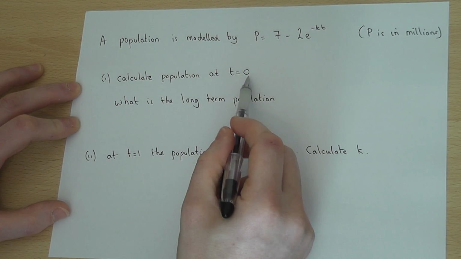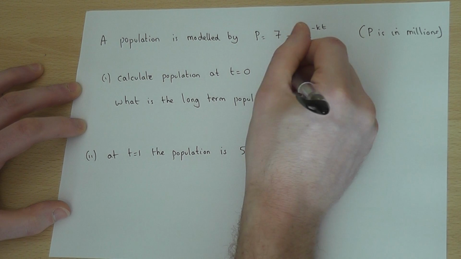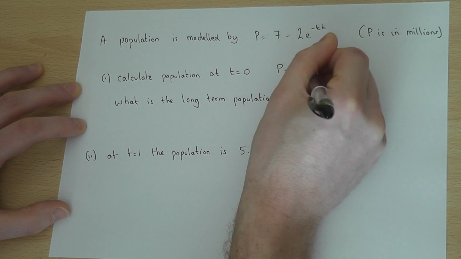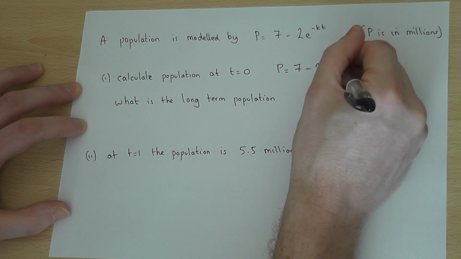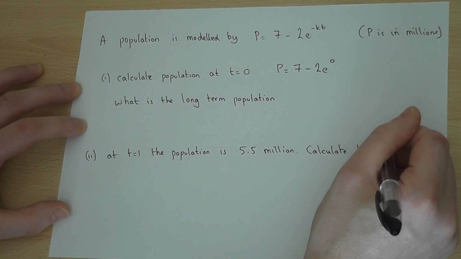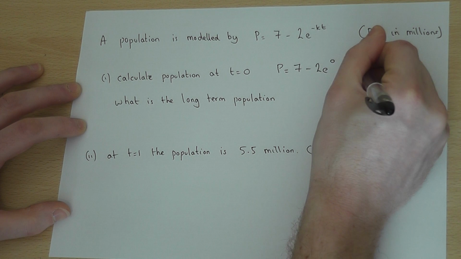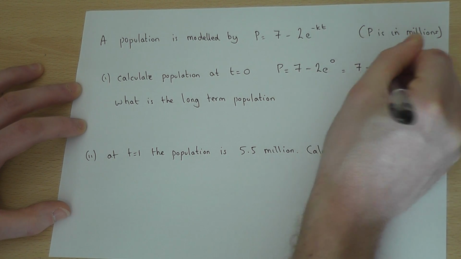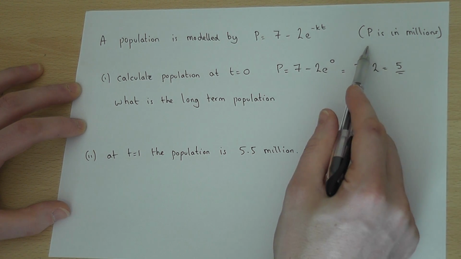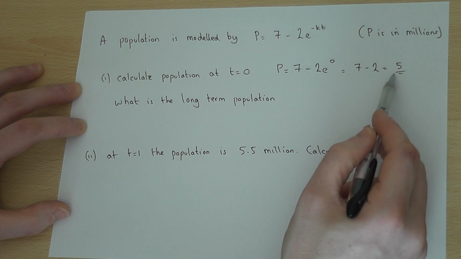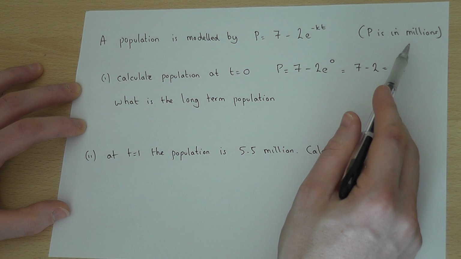Now for this we just put 0 into the equation, so p equals 7 minus 2e to the power of 0 when t is 0. Now don't forget, e to the power of 0 is 1, so it just becomes 7 take away 2 equals 5. So the population is 5 million. Not 5, but 5 million.